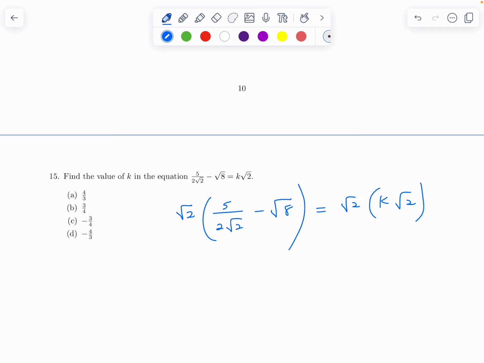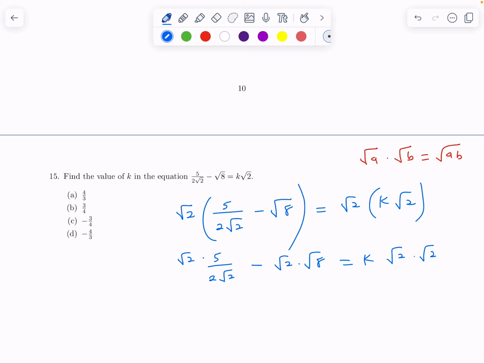So if you multiply each term here, you have square root of 2 times 5, 2 square root of 2 minus square root of 2 times square root of 8 equals k square root of 2 times square root of 2. Remember the rule that says the square root of a times the square root of b is equal to the square root of a times b, right?